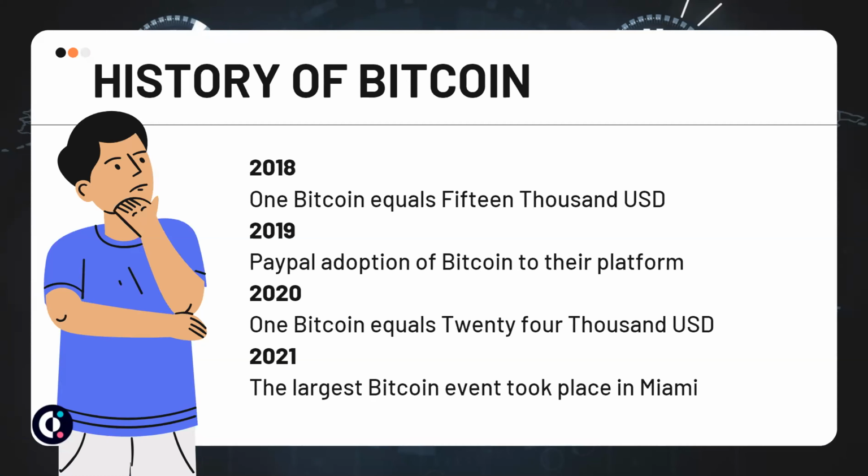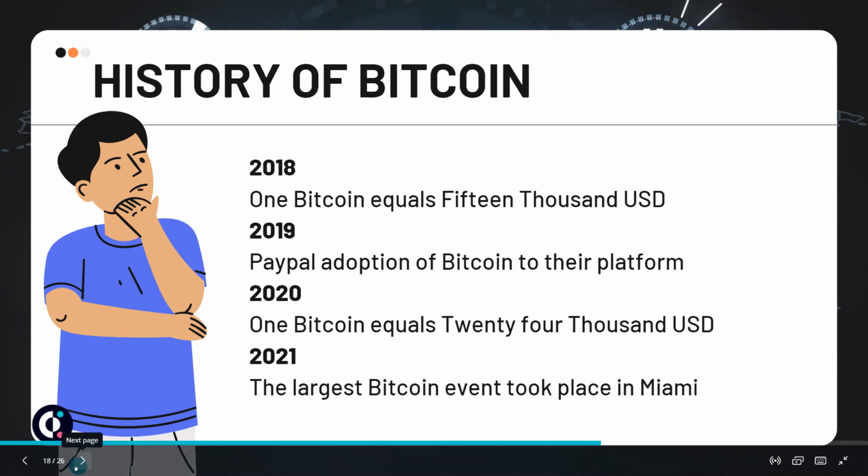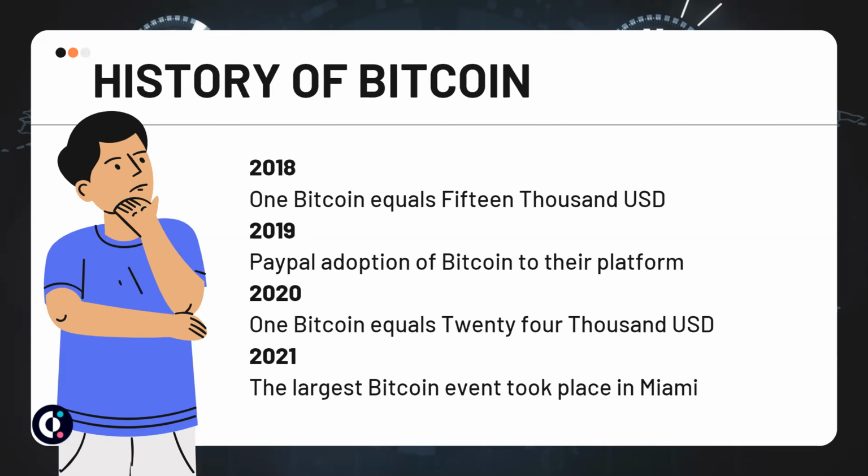In 2021, the largest Bitcoin event took place in Miami. Currently, I think the all-time high of Bitcoin is around 60,000 USD, and believe me, I think it's going to go way higher than that by the end of this year. Okay, that will be all for this slide. Next slide, please.